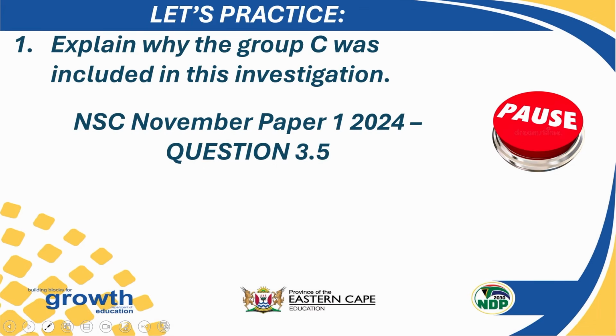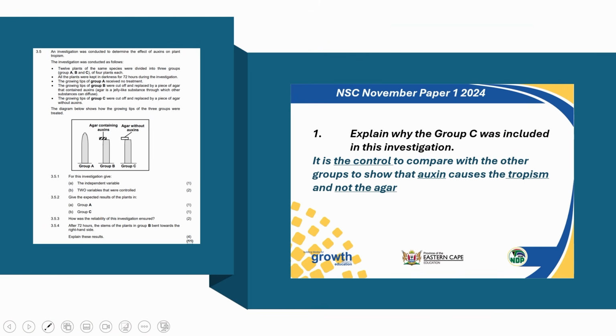Explain why Group C was included in the investigation in your November paper 1. Let's check you. Explain why Group C was included. Because it is a control. It's there to compare with the other groups, to show that auxin causes the tropism and not the agar. Notice how I've replaced the words with the words used in the investigation.